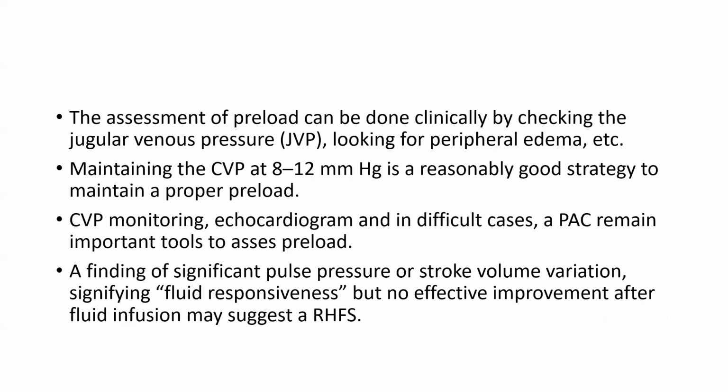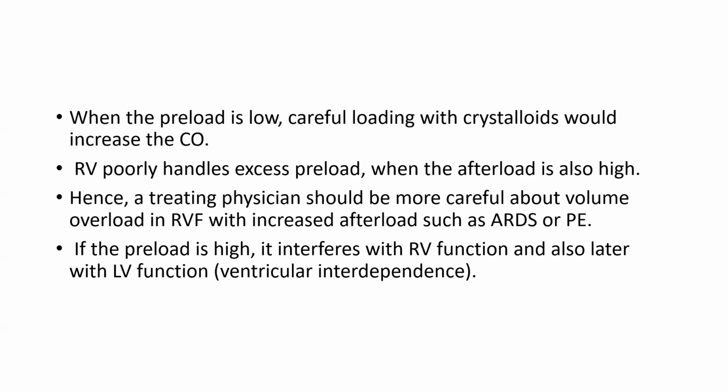The assessment of the preload can be done clinically by checking jugular venous pressure and looking for peripheral edema. Maintaining CVP at 8 to 12 mmHg is a reasonably good strategy to maintain proper preload. CVP monitoring, echocardiogram, and in difficult cases, pulmonary artery catheter remain important tools to assess preload. A finding of significant pulse pressure and stroke volume variation signifies preload responsiveness, but no effective improvement after fluid infusion may suggest a right heart failure syndrome. When preload is low, careful loading with crystalloid would increase the cardiac output.